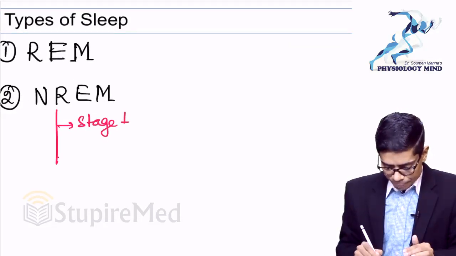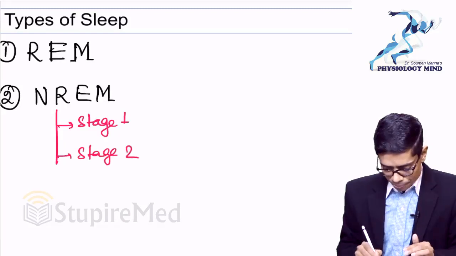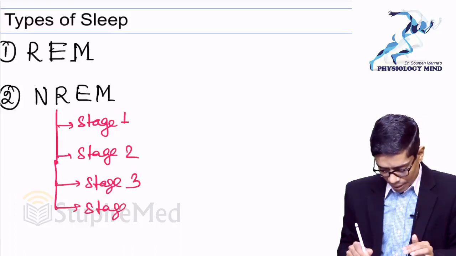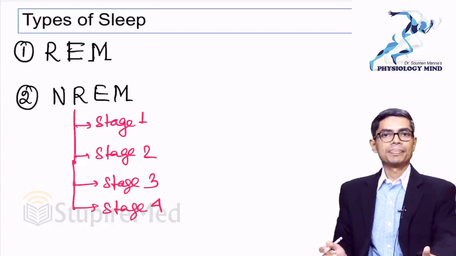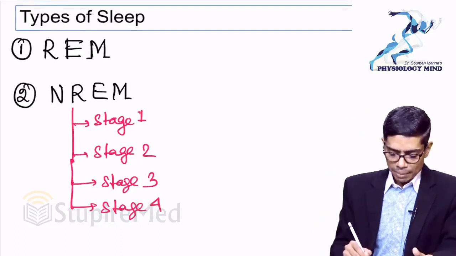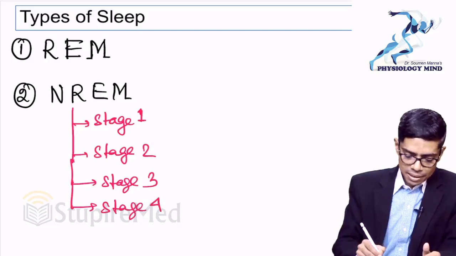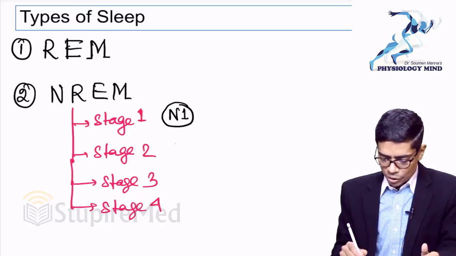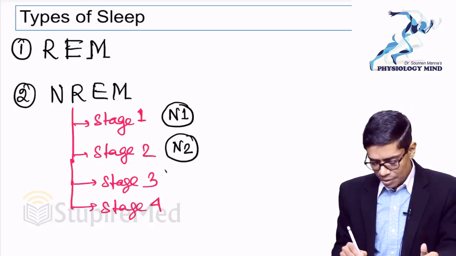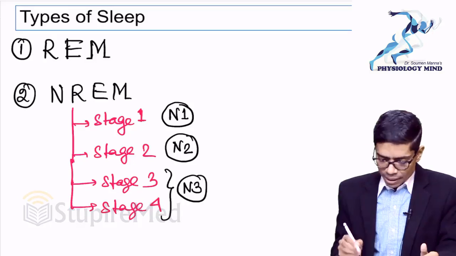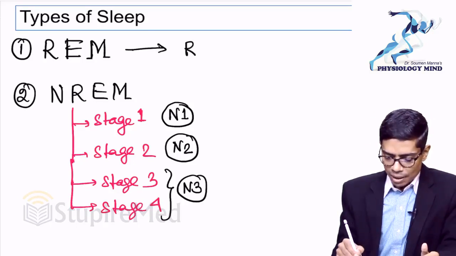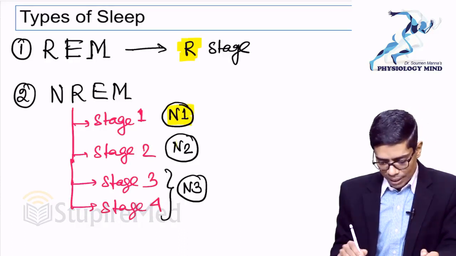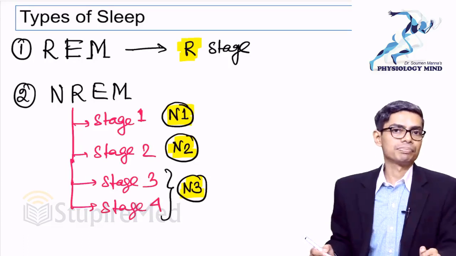Stage 1, stage 2, stage 3 and stage 4. Recently there is a newer classification where the names of stage 1 and stage 2 have been changed. Stage 1 is now known as N1 stage, stage 2 is N2, and stage 3 and 4 are N3, and REM sleep is known as R stage. So this is the new naming: N1, N2, N3 and R stage.